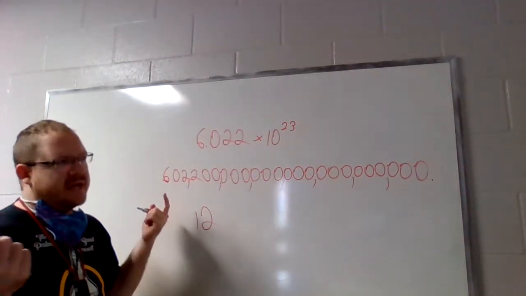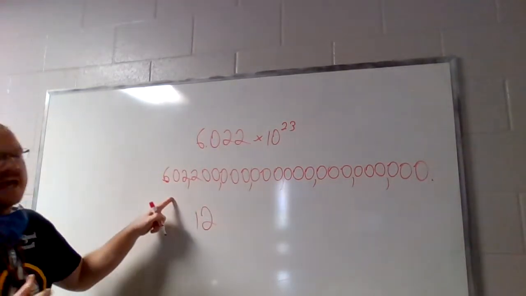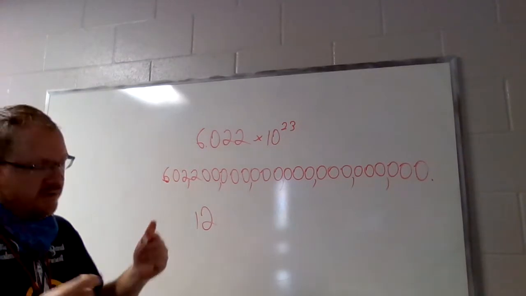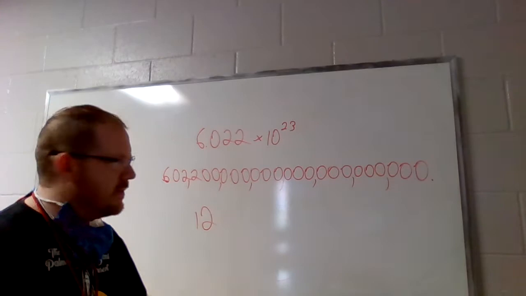If I have a mole of donuts, this is how many donuts I have. The entire world would be covered with donuts. If I have a mole of roses, this is how many roses I would have. The entire world would be covered with roses. And so this is a very, very large number.